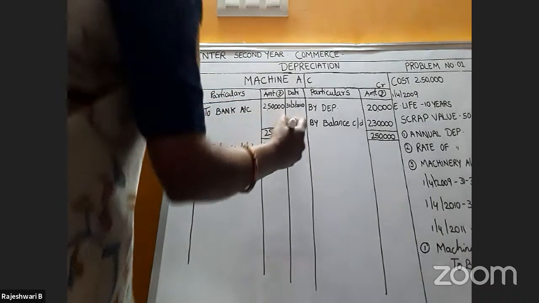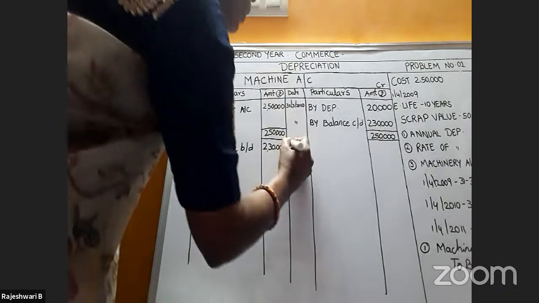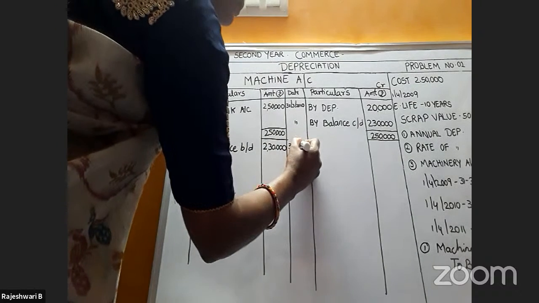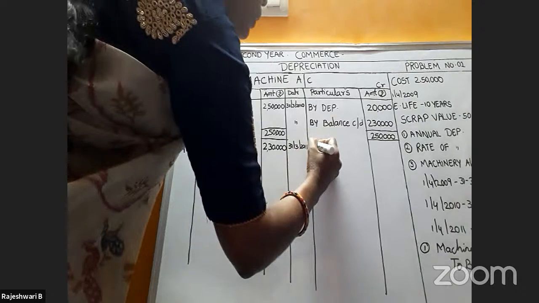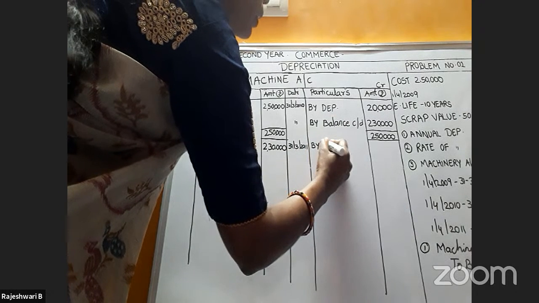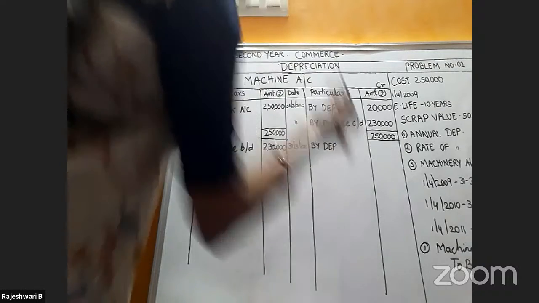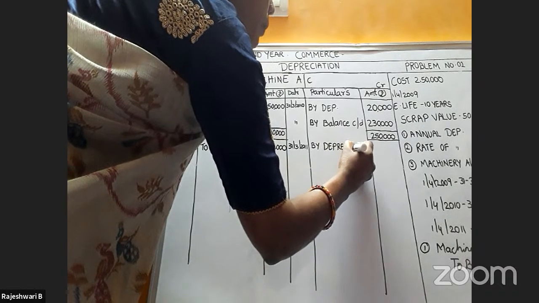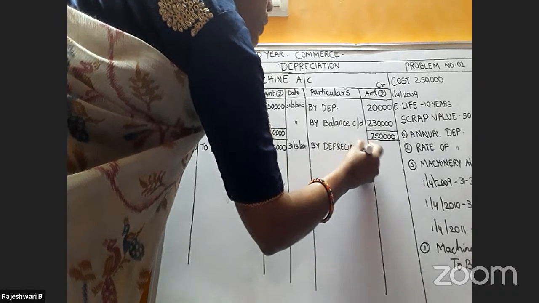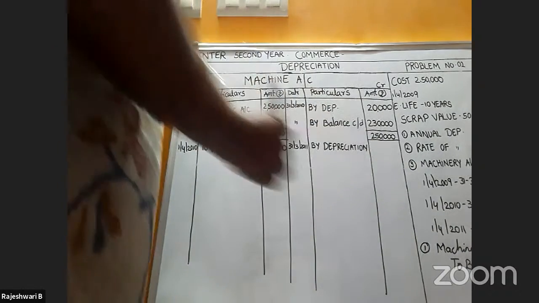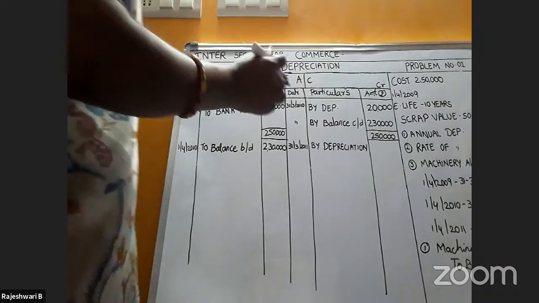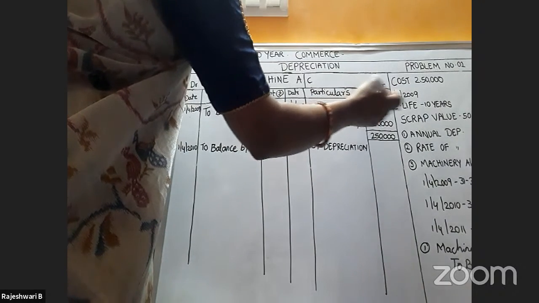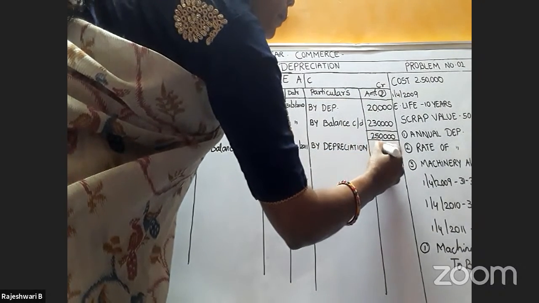Next, at the end of the year, we have to provide depreciation, 31/3/2011. By depreciation, how much amount? 20,000. For every year, we are providing depreciation as per the straight line method. So as per the straight line method, every year the amount of depreciation will be the same, 20,000.